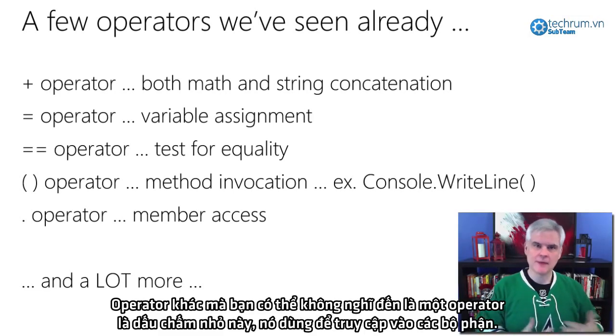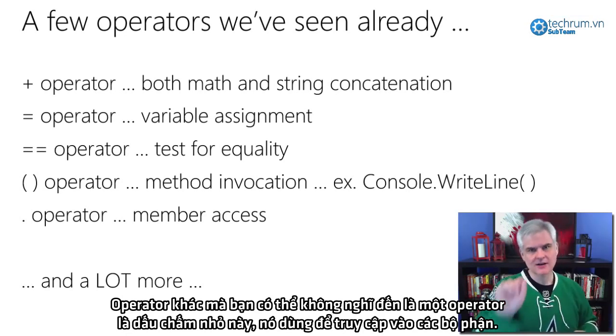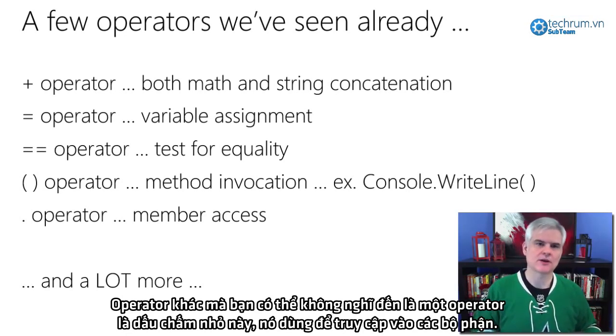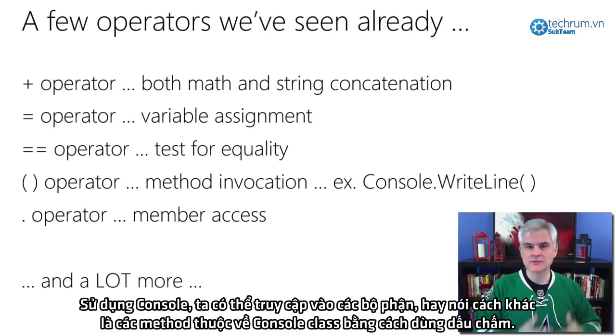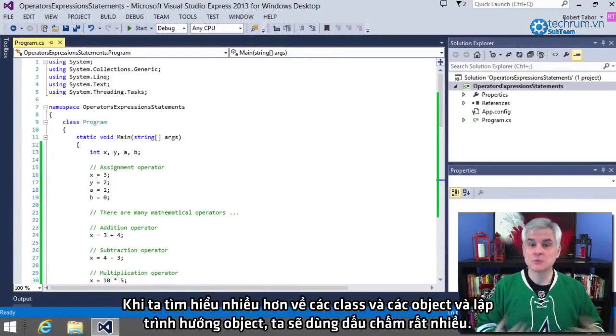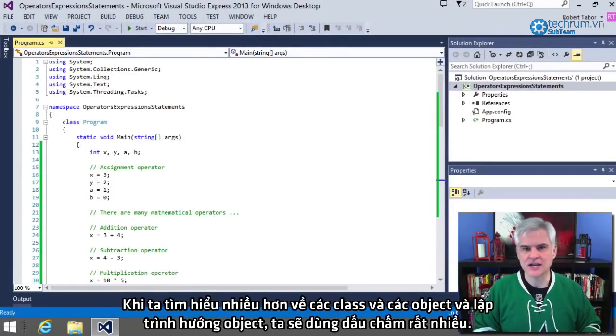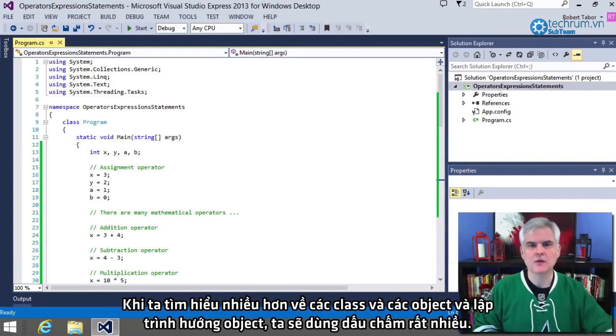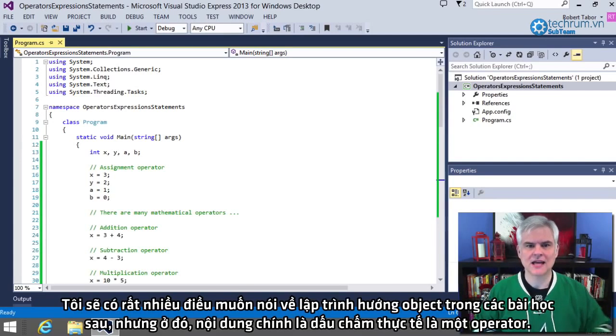Another operator that you may not think of as an operator is that little dot or the period, which is the member access operator. Using the console object, we were able to access the members, or in other words, the methods that belong to the console class by using the dot operator. As we learn more about classes and objects and object-oriented programming, we'll be using the dot operator a lot. I'm going to have a whole lot more to say about object-oriented programming in a couple lessons from now. But in these lessons, the key idea is that the dot operator is in fact an operator.